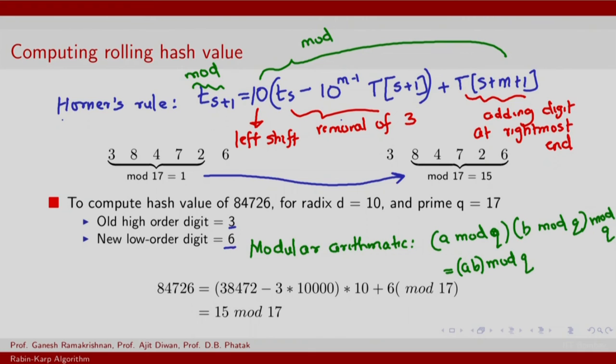And what we note here is we have 10 raised to m minus 1, or in general this could be d raised to m minus 1. This might be expensive to compute at every step. However, by virtue of modular arithmetic, one could actually compute h as 10 raised to m minus 1 mod q. This can be substituted, the h can be pre-computed and the smaller value can be substituted to be able to do this computation in more reasonable time.